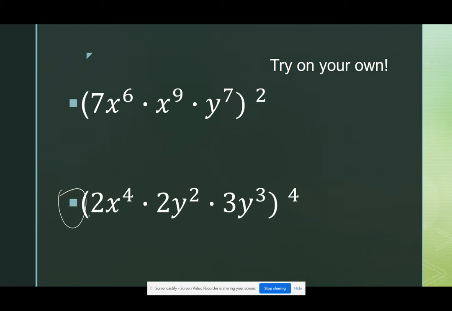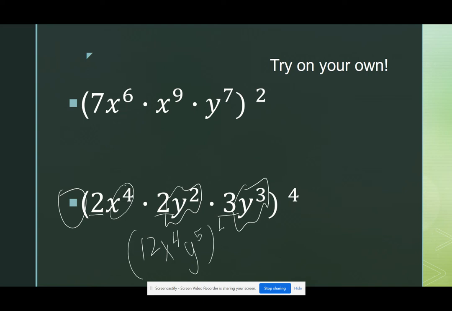So if I do inside the parentheses, I do 2 times 2 times 3. So 4 times 3 is 12. X to the fourth, there's no other x's, so I'm going to leave it as x to the fourth. And then y squared and y to the third, I add, gives me y to the fifth. And then we're doing it to the fourth power. So once again, it's 12 to the fourth, which I put in my calculator, and I get 20,736, which I know we all knew that off the top of our heads.